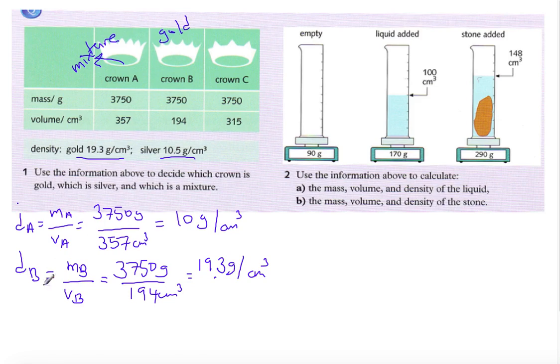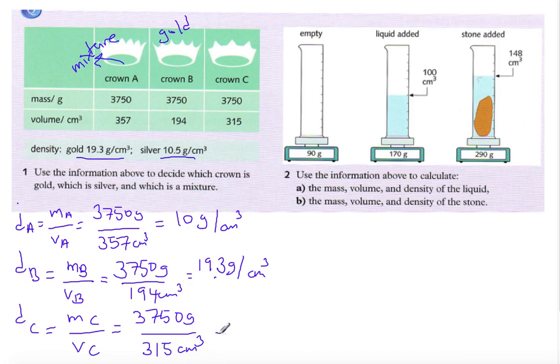Let us look at crown C. Density of C equals mass of C out of volume of C, equal to 3750 gram out of 315 centimeter cube, which makes 10.5 gram out of centimeter cube. So we can decide crown C is silver. All of them have the same mass as you see, but volumes are different. Then we can differentiate which is gold, silver, and the mixture.